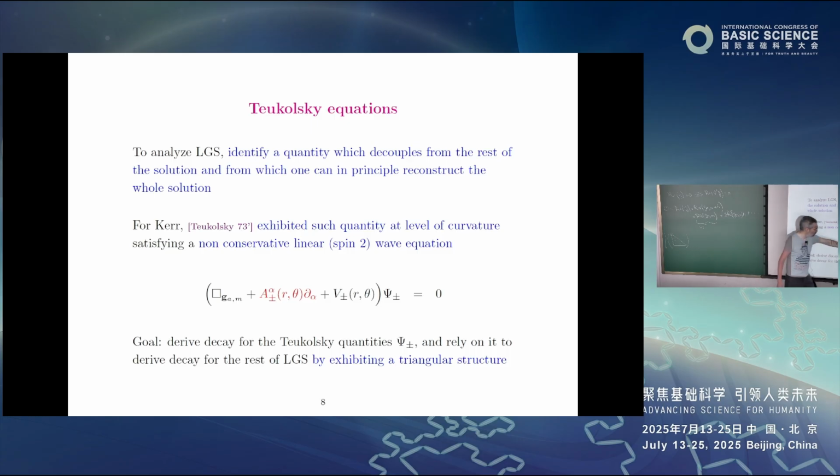In fact, he exhibited two such quantities, which I'm going to refer to, for simplicity, as psi plus and psi minus. These are the so-called Teukolsky scalars. First of all, they are special contractions of the curvature tensor, or rather contractions of the Riemann curvature tensor with algebraically special directions called the principal null directions. These are somehow directions diagonalizing the curvature tensor. And these quantities satisfy non-conservative linear spin 2 wave equations. So I'm going to comment on this.